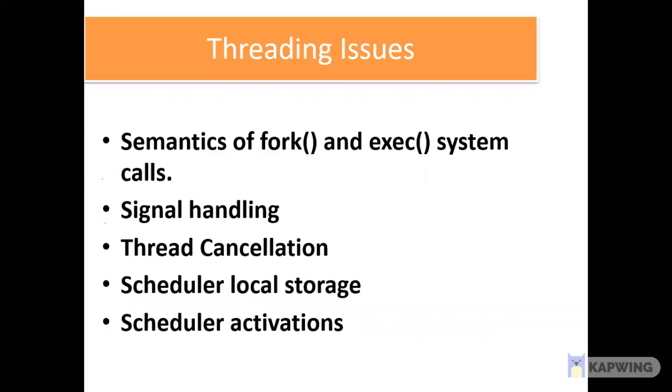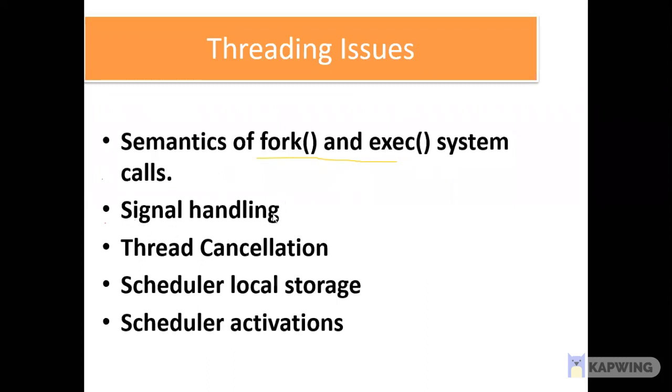Then what are the drawbacks or issues in threading? First, two types of system calls are required: the semantics of fork and exec system calls. Now, what is the use of fork? Fork is a system call used for creating a child process from the parent process. Now, how will the parent process create the child process? So, how to specify the semantics? Which function or syntax should be used for creation of the child process with fork, and the exec system call.